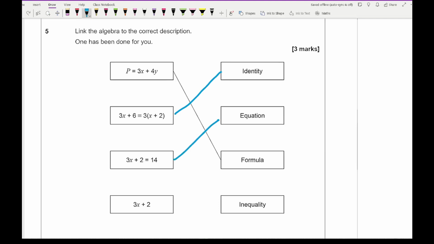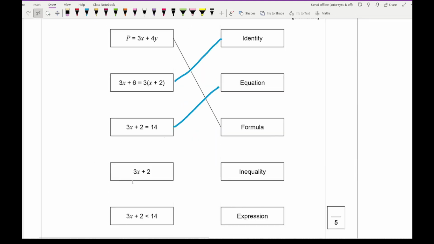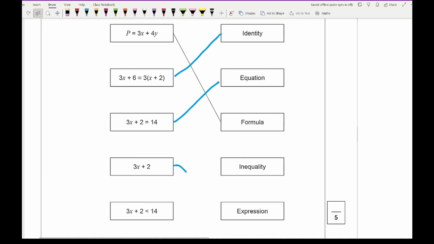And the next one, we haven't got an equal sign. So that is going to be an expression, which is at the bottom there. And then finally, we've got 3x plus 2 is less than 14. And that is obviously going to be an inequality. Why? Because it's got an inequality sign.